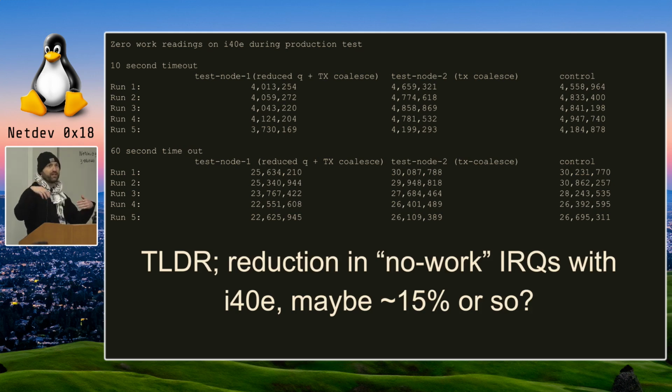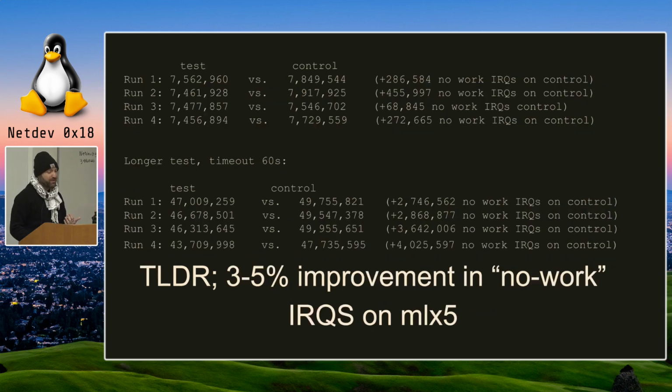The TLDR is that there was a large reduction in what I'm calling no work. And what I mean by that is non-receive work IRQs on i40E, maybe about a 15% or so reduction of IRQs, which is pretty substantial. I thought that was pretty dope.